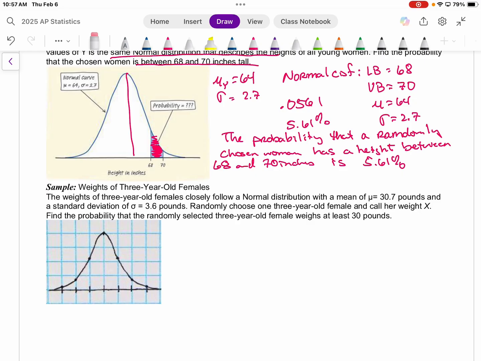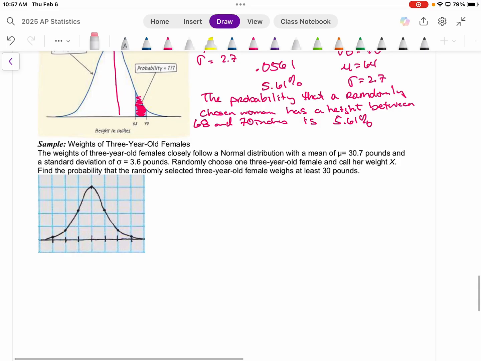One last example here, and then we're done for the day. The weights of 3-year-old females closely resemble a normal distribution. I always like highlighting that, not only in this chapter but future chapters, because when I see that it follows a normal distribution, when I'm trying to find probabilities at some stage in a problem, I can refer back to the normal distribution. I can do the normal CDF. That helps us with some of the stuff we have to do three, four, five chapters from now.